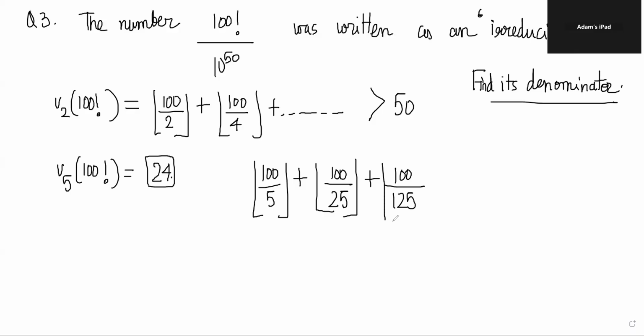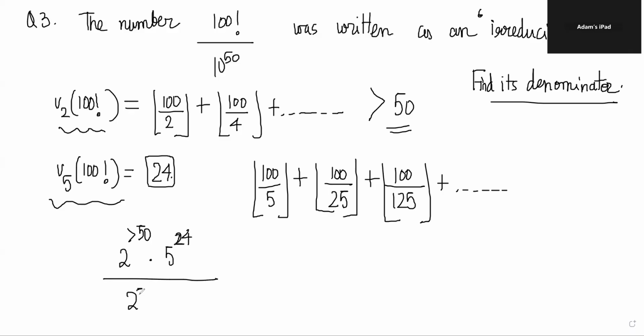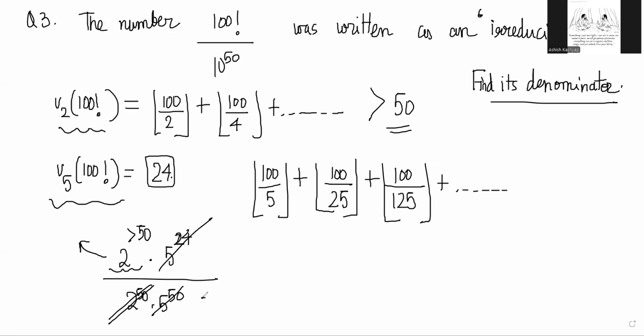Noah, are you following? This is 24 and this is greater than 50, around 90 or something, right? So the numerator has 2 power greater than 50 and 5 power 24, and the denominator has 2 power 50, 5 power 50. So this 2 power 50 will be completely cancelled by this, and the powers of 2 will be left on the top. But the 5 power 24 will be cancelled like this, right?